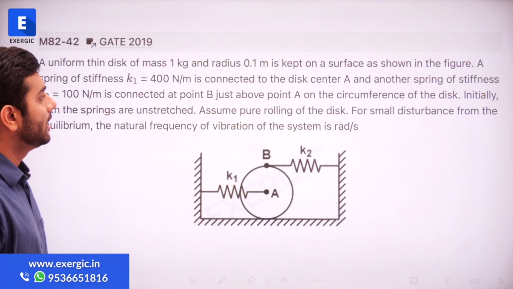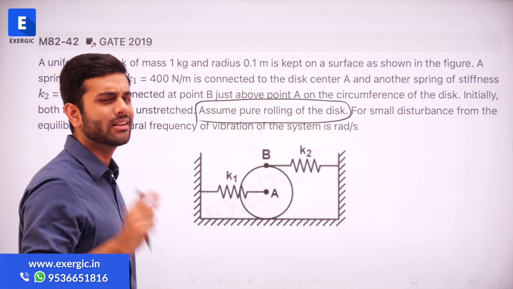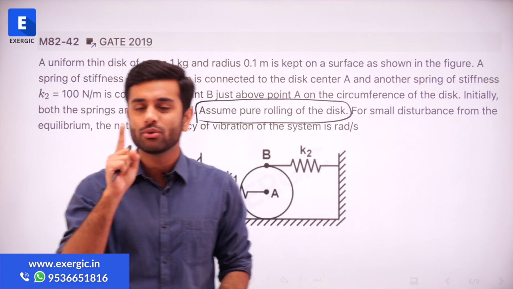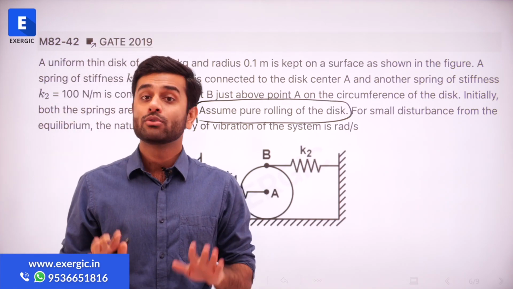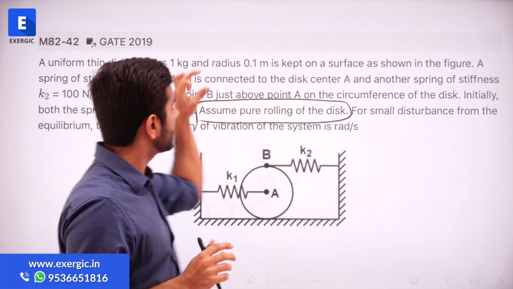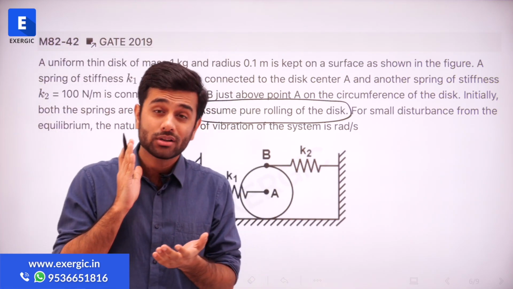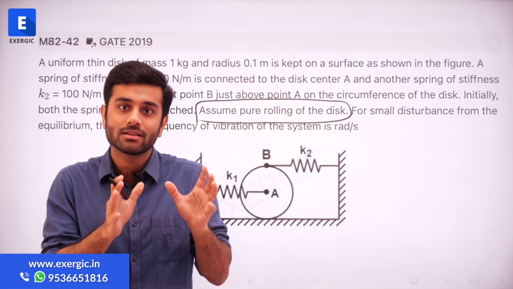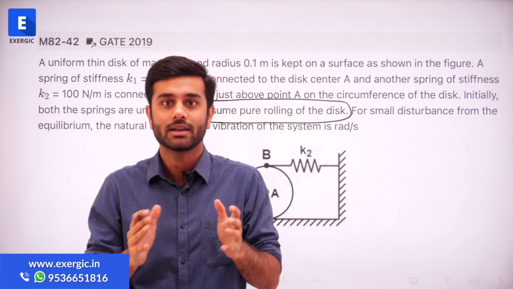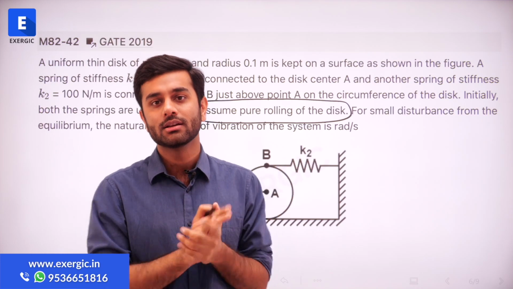Another such question. Here also assume pure rolling of the disc. Question has given you. All these things are extremely important. Whenever you get a question on vibration, you don't just have to look at the data given, right? Many students just pick the data given, write down the data given and start solving. Right? Without being able to visualize the motion, how can you solve the question, right? Don't look at these simple questions. These are very simple questions, right?